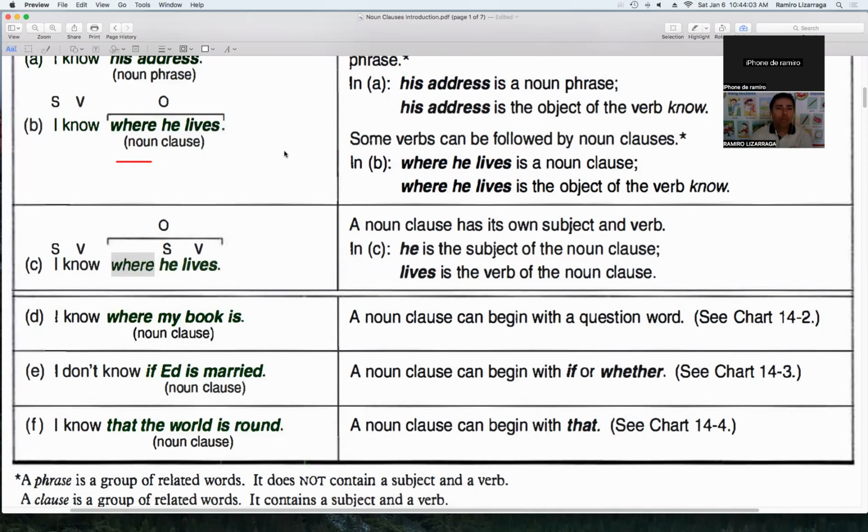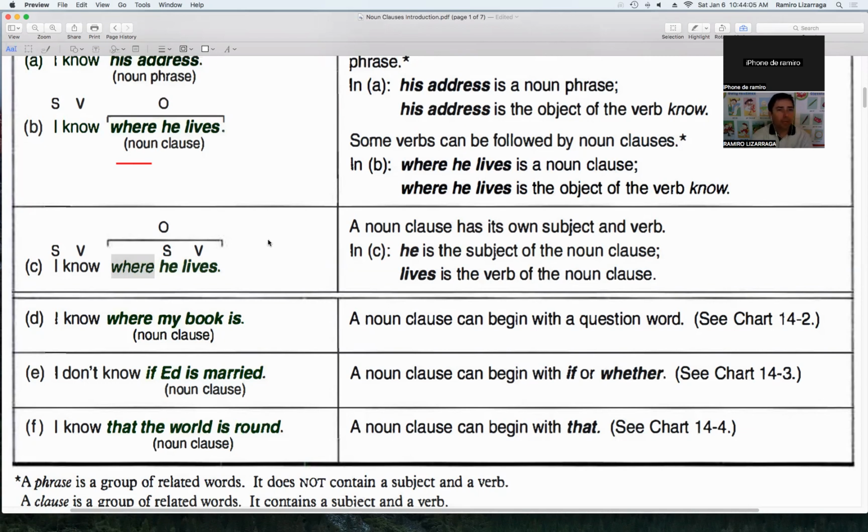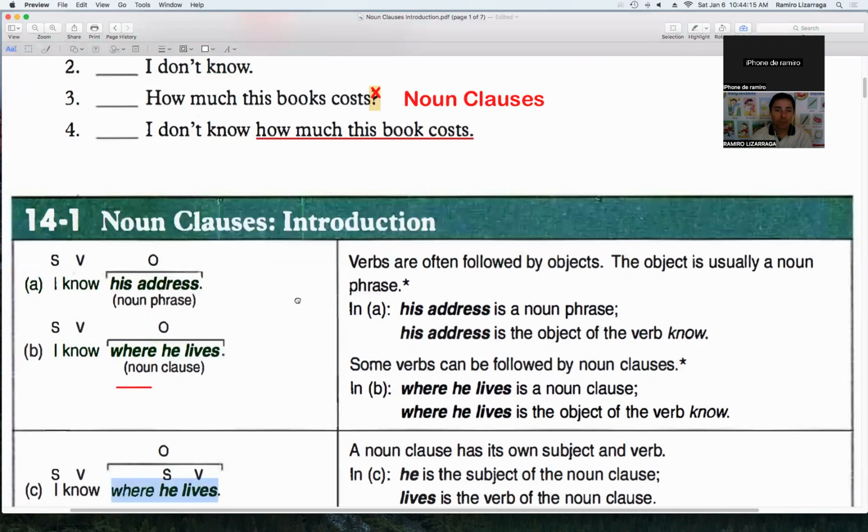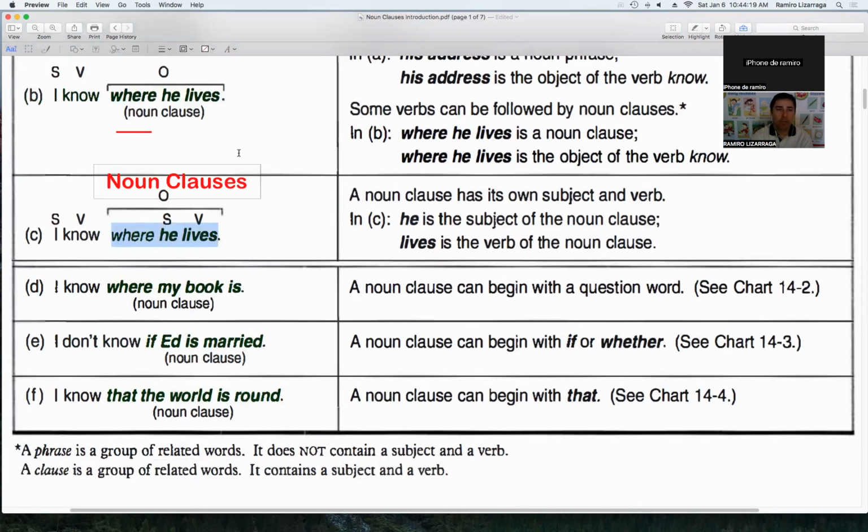Okay, so here we have this example right here. I know where he lives. As you can see, this is the object, but also this is the noun clause. Here we have a noun clause that is the object of the sentence. Look, all this is a sentence: I know where he lives.